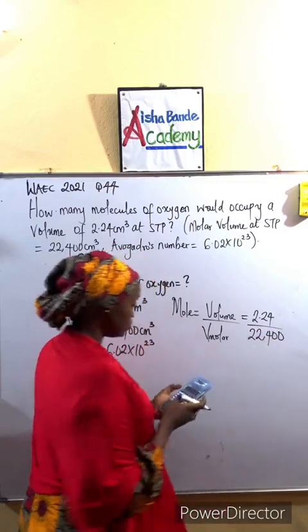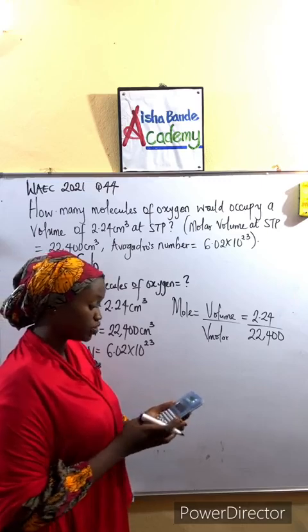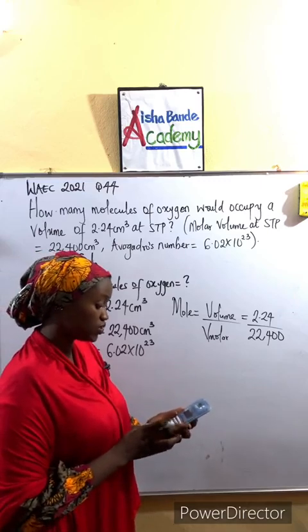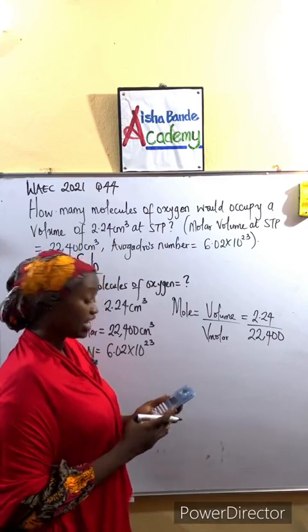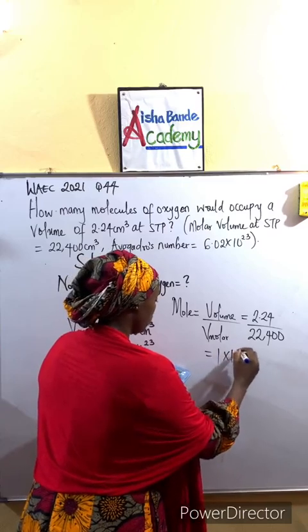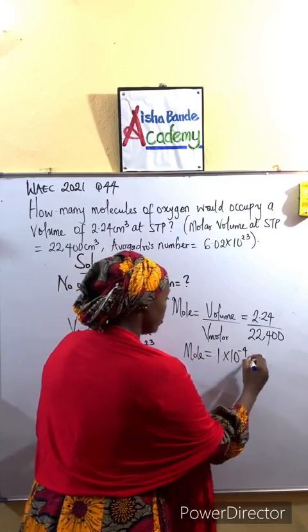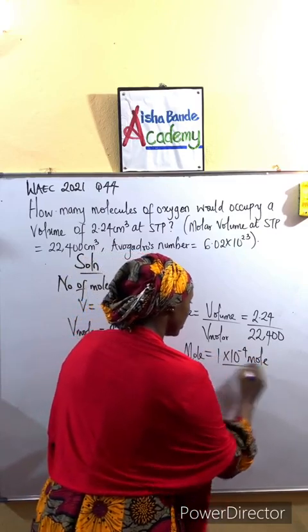22,400. At this point all we need to do is to punch the calculator, dividing 2.24 by 22,400, and this gives us a value of 1 times 10 to the power of minus 4 mole. So this is the value for the mole that we have.